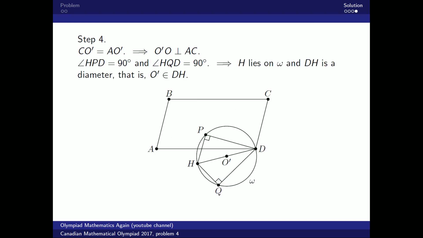Then let's see some other things. Let's recall that we had this point H in the original setting of the problem. This point H was constructed as follows. We had a line through P perpendicular to PD, and a line through Q perpendicular to DQ, and then these two lines meet at H.